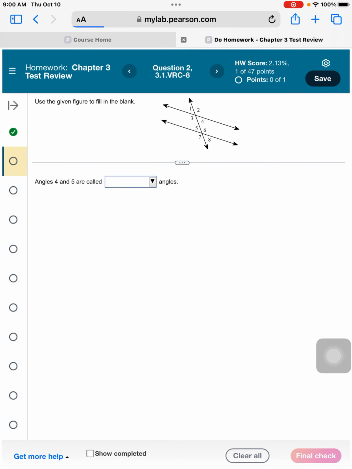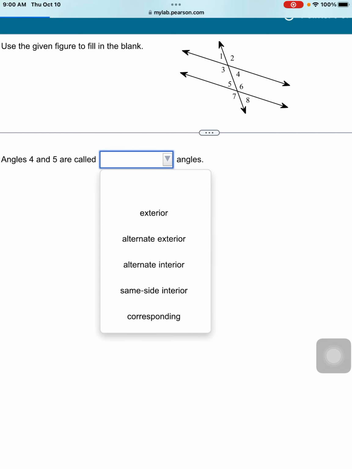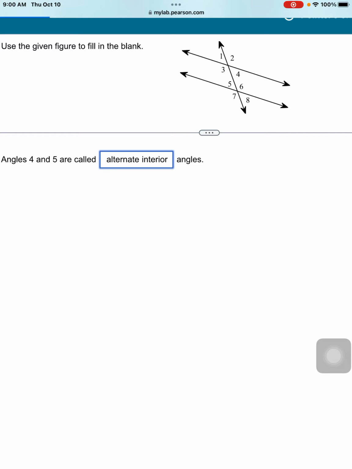Number 2, angles 4 and 5. I noticed that they're on different sides of the transversal, correct? So I know that they have to be alternate something. They're also both in the interior, so I know that they have to be something in the interior. And what does that narrow down to? Alternate interior angles. The other pair of alternate interior angles are 3 and 6.